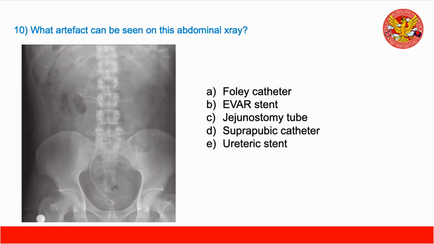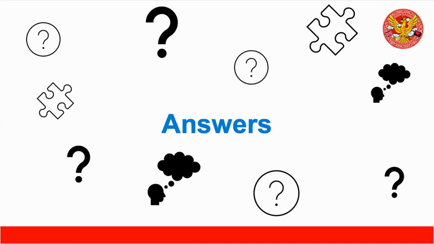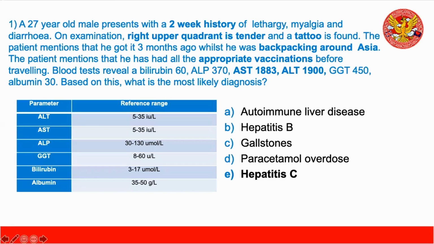Okay, so I hope you found this okay. We can just go through the answers now. So question 1, sorry, the photos are obscuring my view. It's a 27-year-old male presenting with a 2-week history of lethargy, myalgia, and diarrhea. He has right upper quadrant pain and a tattoo is found.